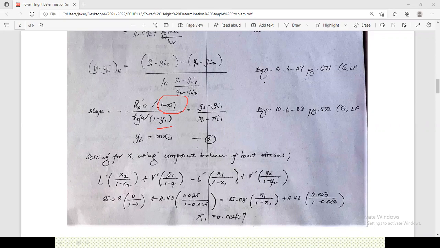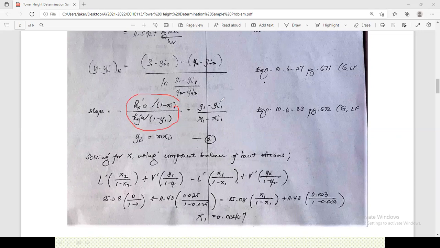So you have L primes and B primes here. And together with these L primes and B primes, we use the mole ratios, not the mole fractions. Now with x2 0, because our solvent is pure water, and y1 and y2 known, we can determine x1. And our x1 is 0.00467.